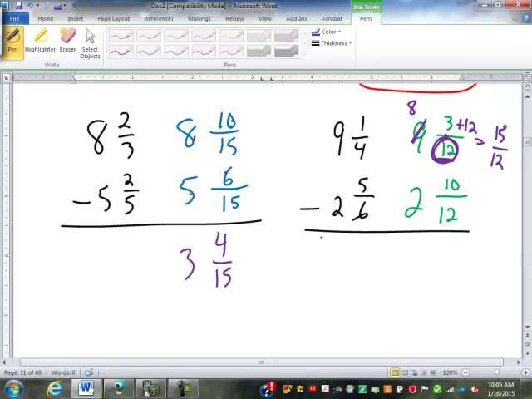If you think of it, we borrowed 1. 1 and 3/12 is 15/12. So 15 minus 10 is 5/12. 8 minus 2 is 6. Let's do another subtraction with borrowing, just because that one's a little more difficult.